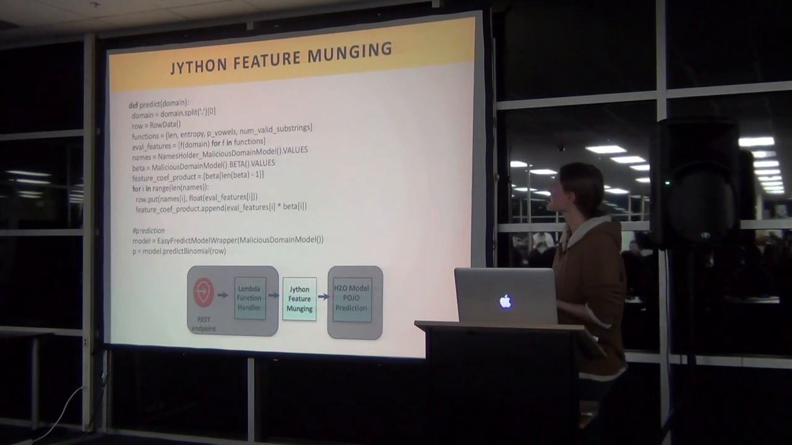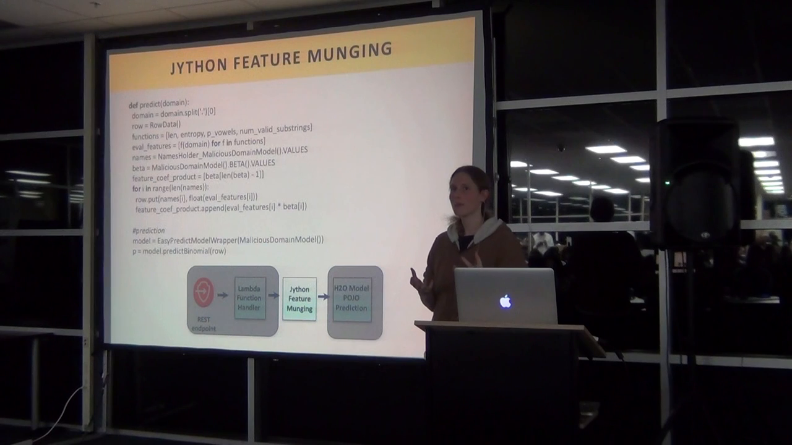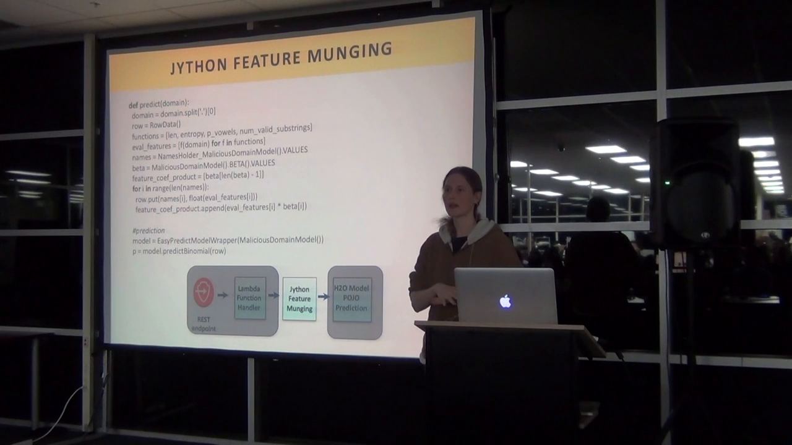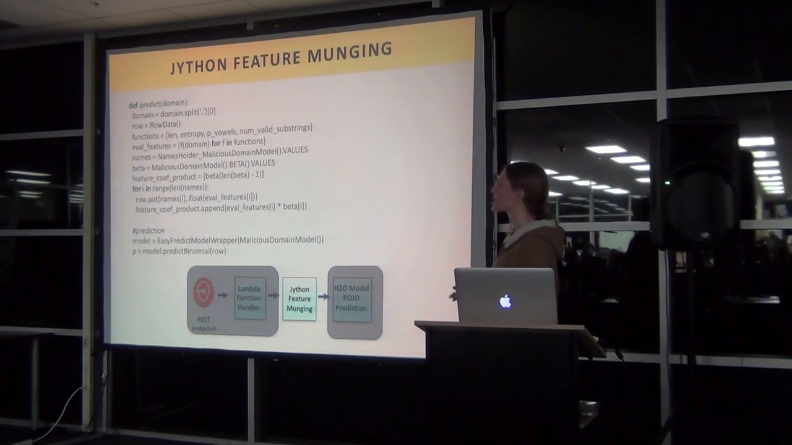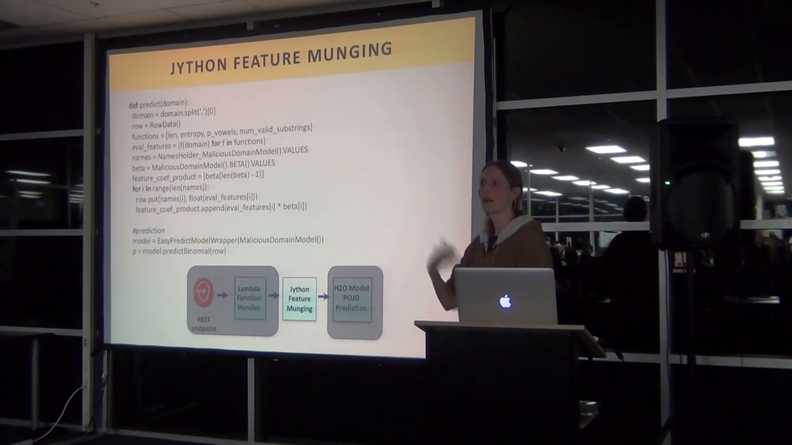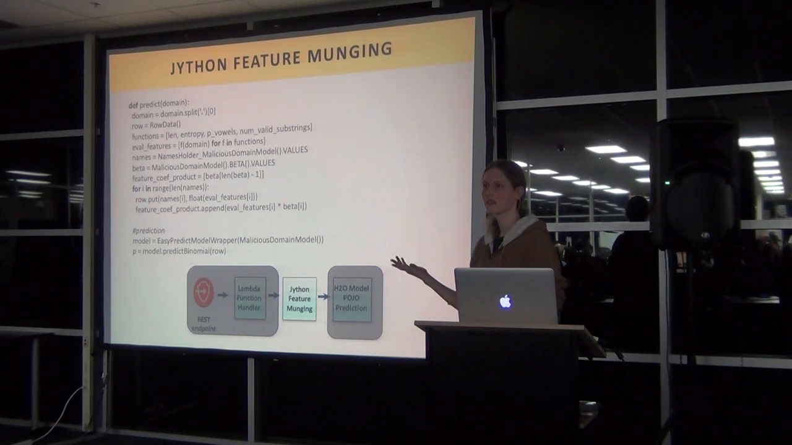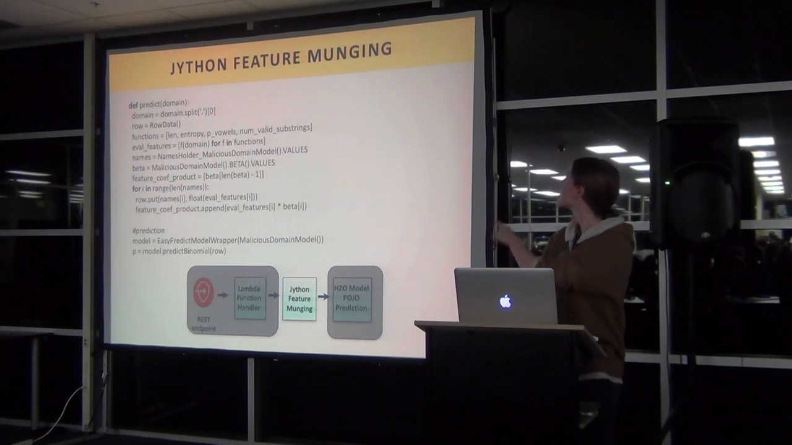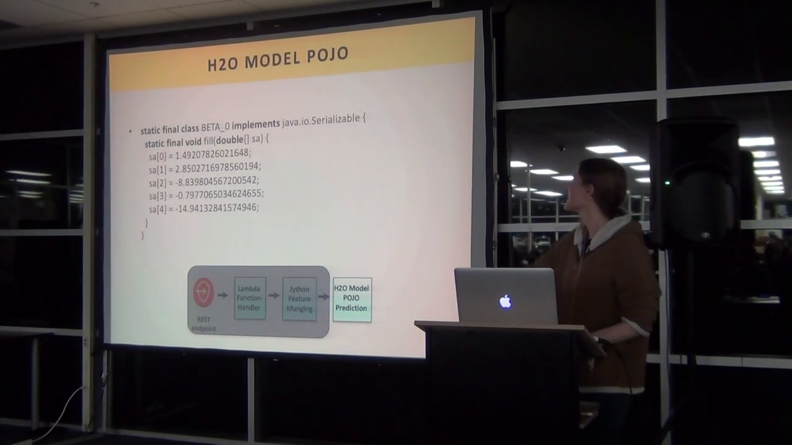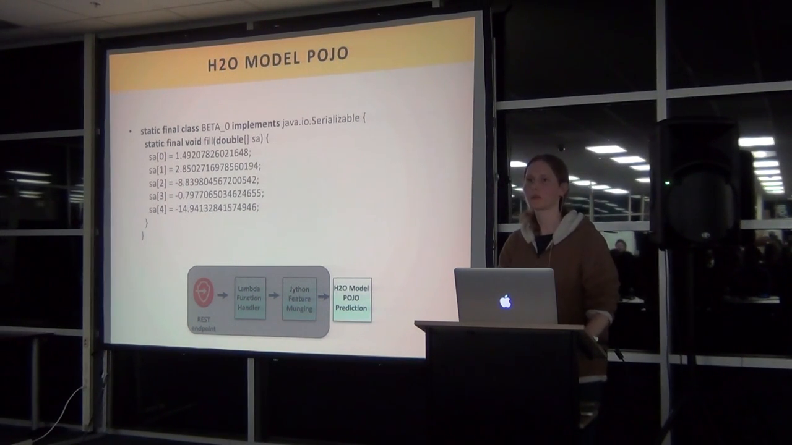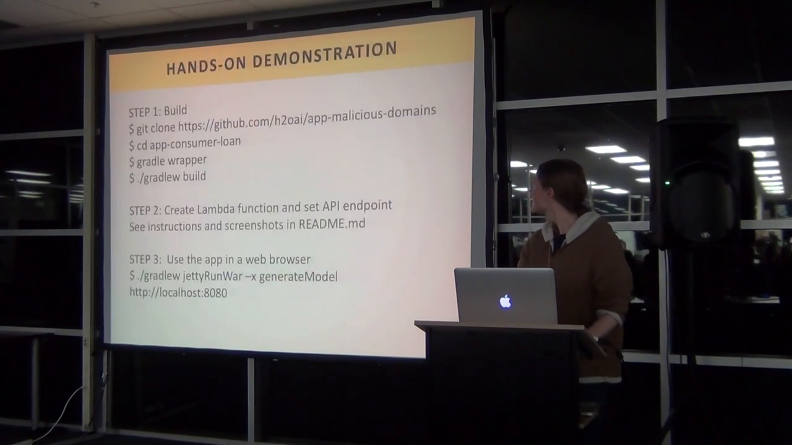You can see that this is actually Python code, but it's Jython, so it compiles the Python code into Java bytecode and then runs it on the JVM. It's a nice way of easing the burden on the coder, because Python's much less verbose, while still being able to use your Java classes and your POJO. And then it calls, so we go from here, you see malicious domain models, the POJO, and the POJO itself has these coefficients which were trained in step one when we trained the model. So these are the coefficients of our logistic regression model. So that's been the back end.